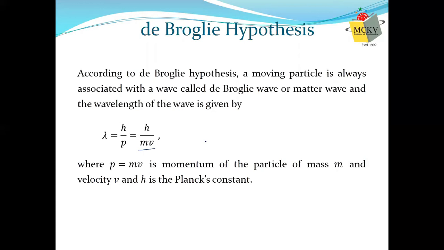If the momentum of that particle is p, then the wavelength of the wave associated with that particle can be estimated as the ratio of Planck's constant to the momentum. Since momentum can be expressed as the product of mass and velocity, the wavelength of the matter wave can be written as lambda equals h by p, or h by mv, h being the Planck constant.